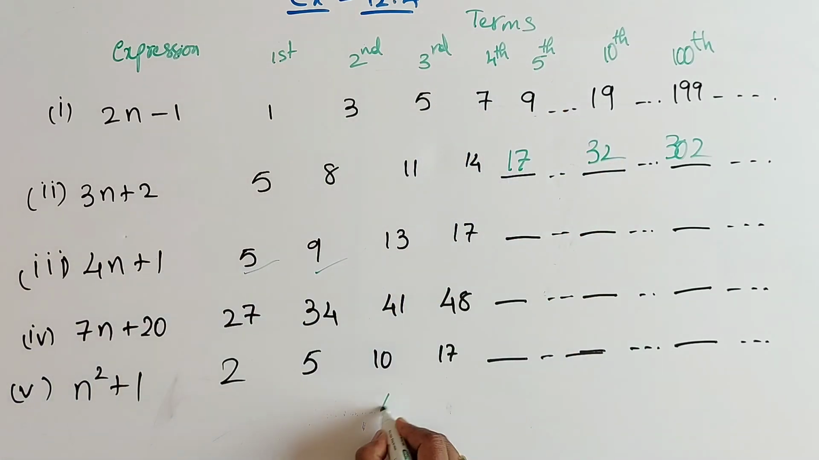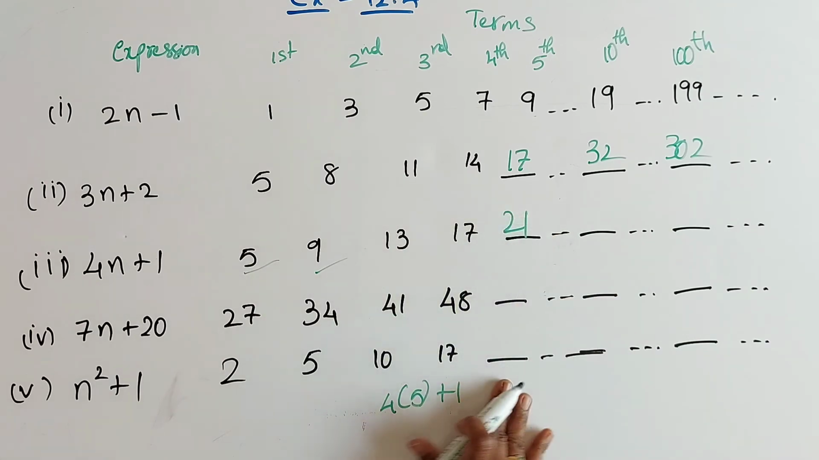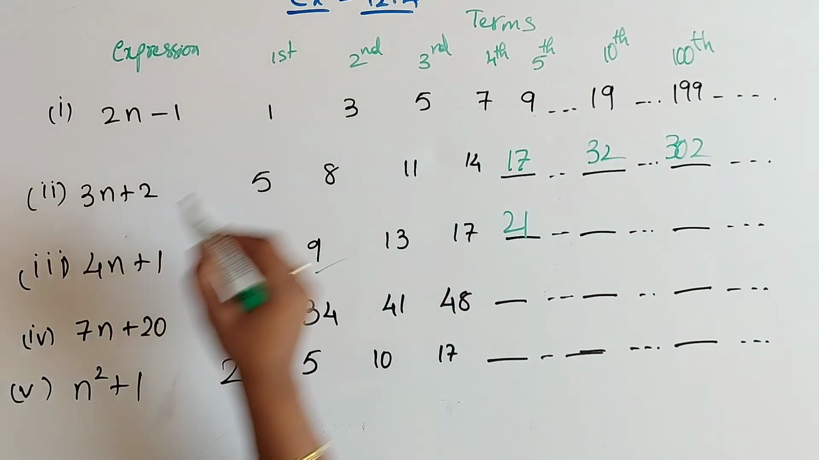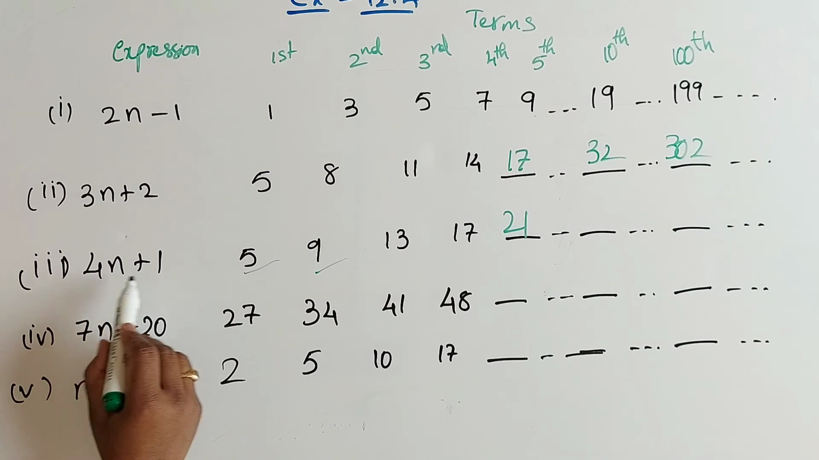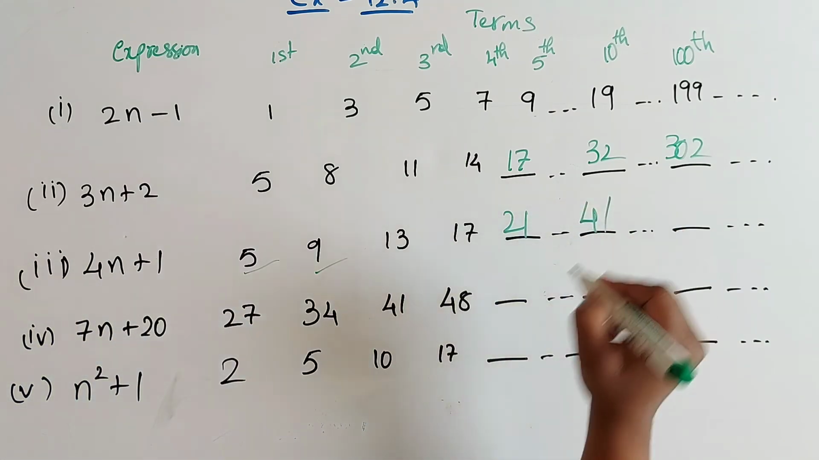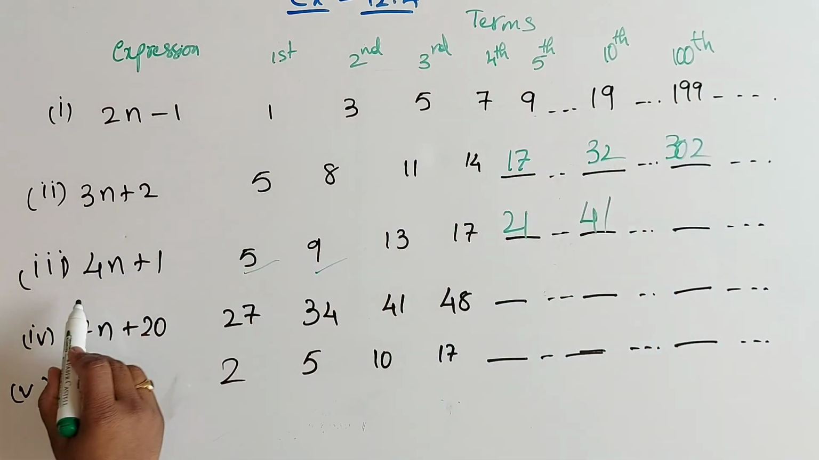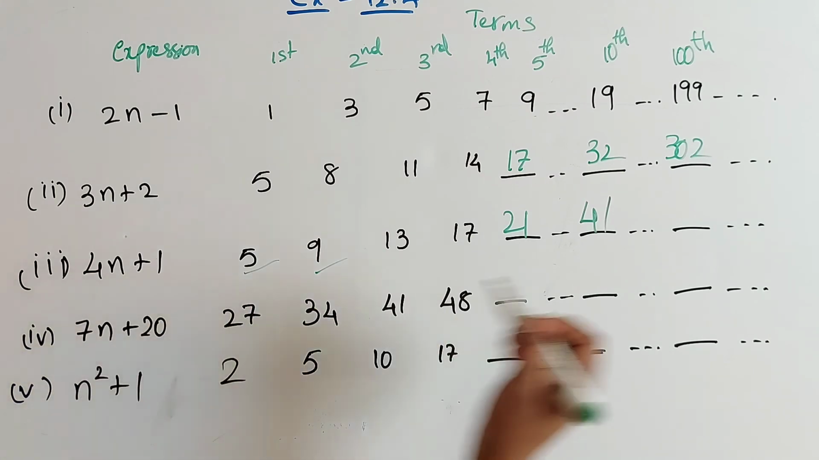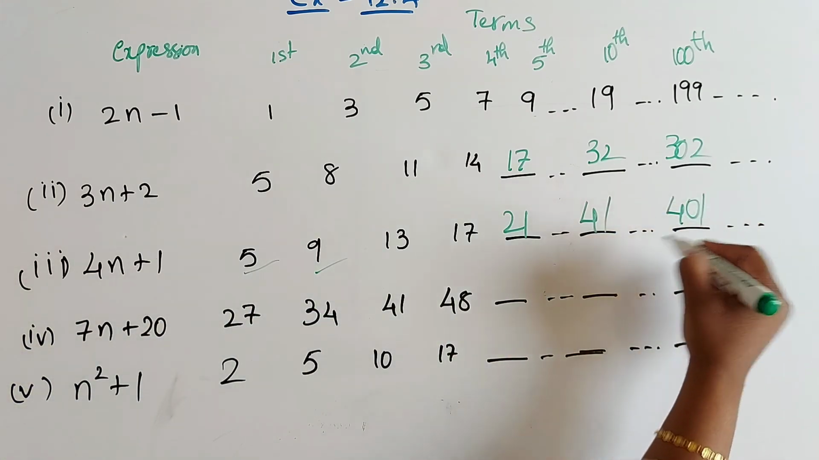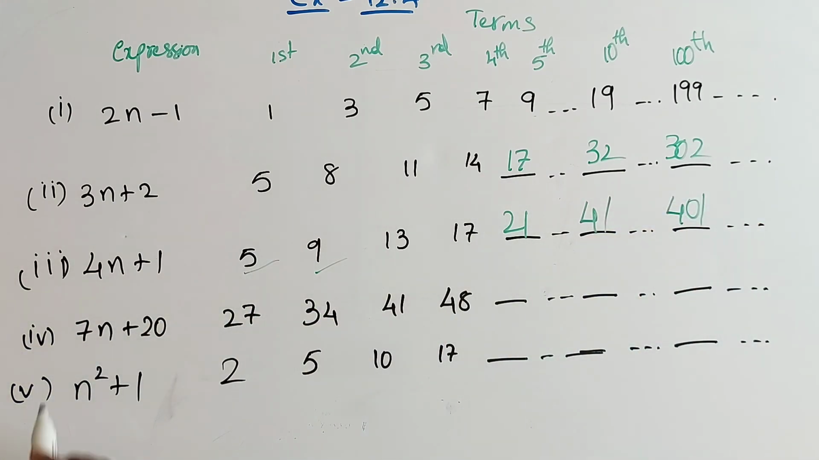So on, they are asking if n equal to 5. That means 4 into 5. 4 5s are 20 plus 1, 21. Next, if n equal to 10, 4 10s are 40 plus 1, 41. If n equal to 100, 400s are 400 plus 1, 401. This is the pattern, children. Now fourth one, 7n plus 20.